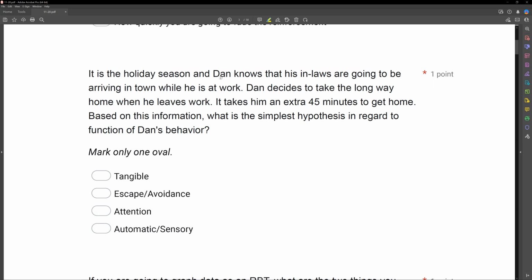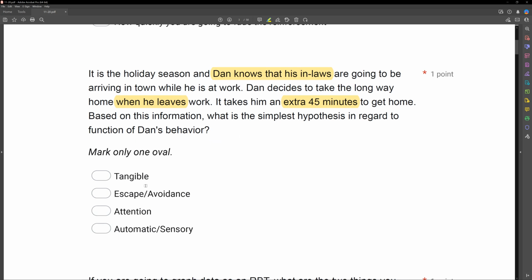Well, let's look at what Dan knows. Dan knows his in-laws are going to be arriving in town, so he takes the long way on home when he leaves work. It takes him an extra 45 minutes to get home. What do we think Dan is trying to accomplish? Is he trying to gain a tangible? Well, no, there's no apparent tangible that Dan is trying to get by taking an extra 45 minutes to get home.